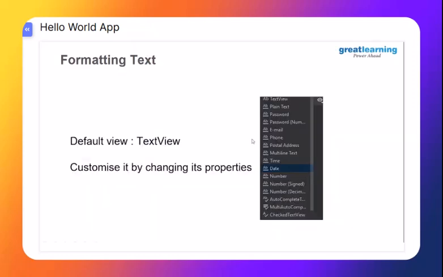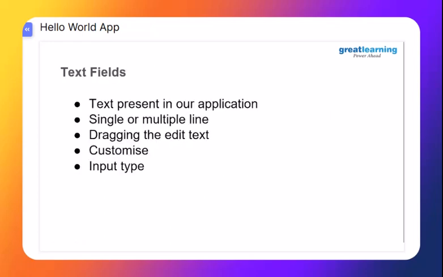So we saw how we can change our text views, right? We saw text view earlier, then we saw edit view. So what are the text fields that we change? Text field is nothing but the text that is present on our application. It can be a single line or multiple lines. We just saw how we drag that edit text into our activity file, and as soon as we added it, we were able to customize it. We also saw the input type as well.